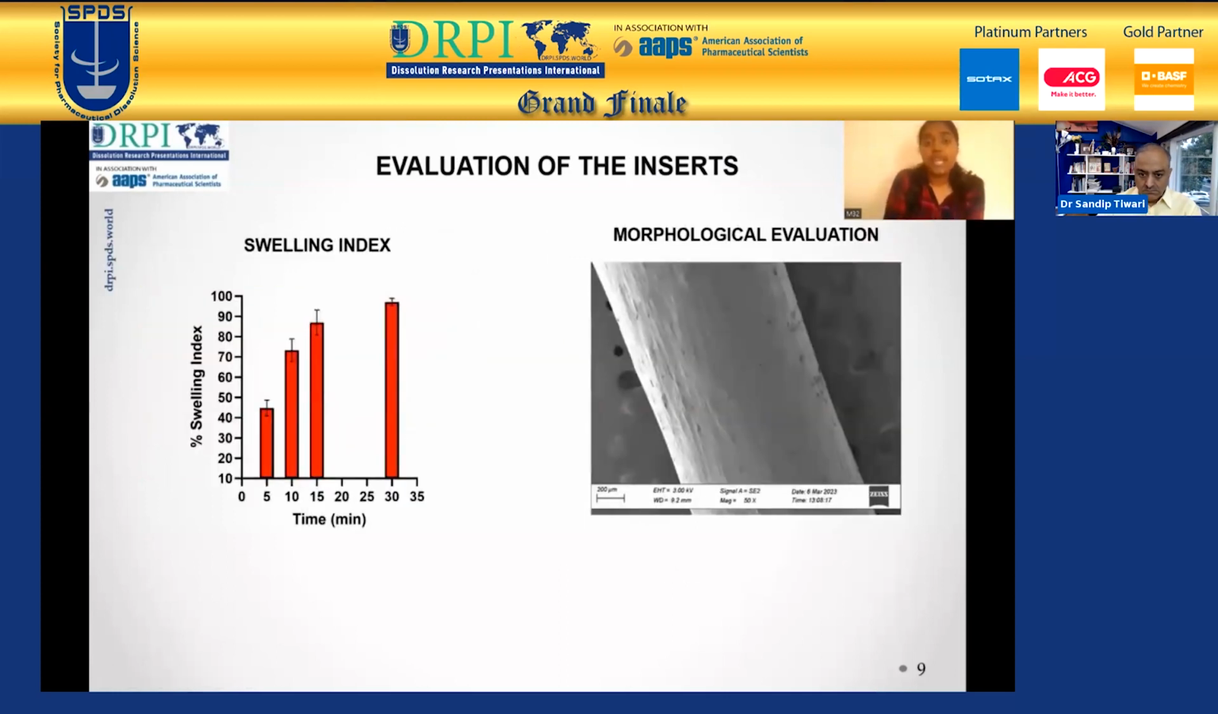The inserts were also characterized for swelling index because swelling is an adhesiveness of the inserts once it is placed inside the cul-de-sac. The results of scanning electron microscopy also revealed the smooth surface of the inserts.